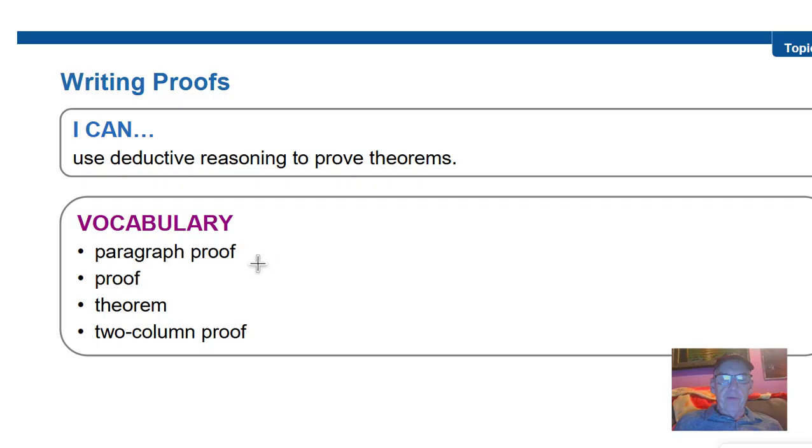A paragraph proof is basically a logical, 3, 4, 5 sentence paragraph explaining how you reason from a set of given facts to the conclusion. We're going to focus on two-column proofs. Once we're pretty competent with two-column proofs, they can easily be turned into paragraph proof form.